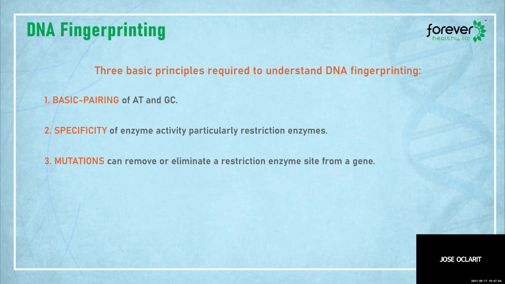Mutations can also remove or eliminate the restriction site from a gene. So by using the restriction enzyme, you can cause mutation. And what is the importance of mutation in genetic engineering as well as in medicine? By mutating the gene at a particular site, you will be able to identify the function of that gene. And how do you mutate it? You mutate it by using a restriction enzyme. You cut it, you transfer it, and then you observe the results of that transfer or mutation.